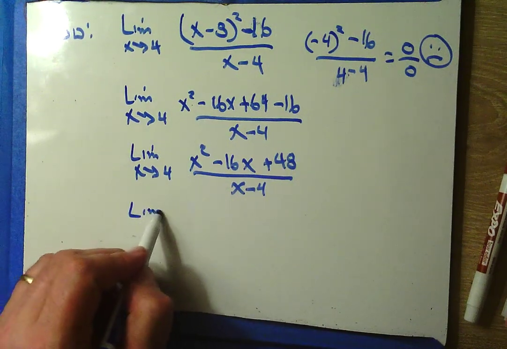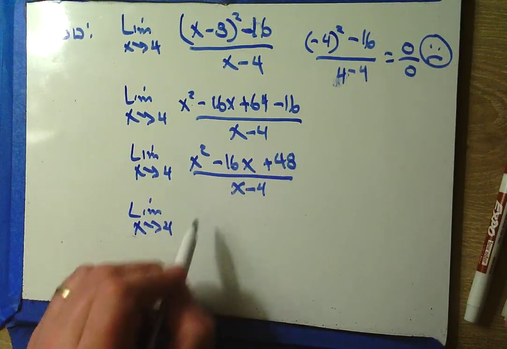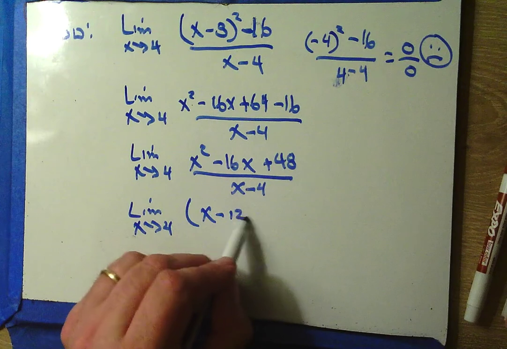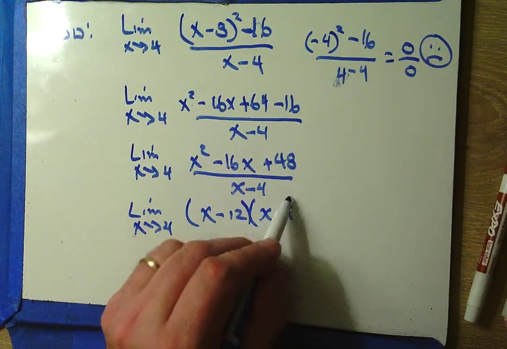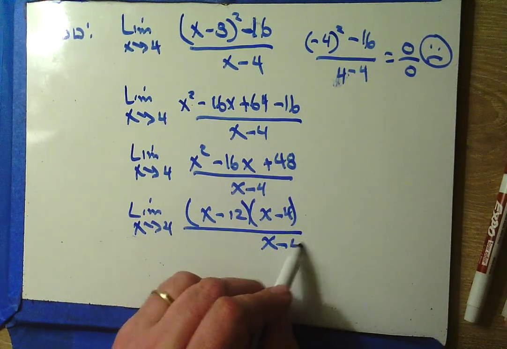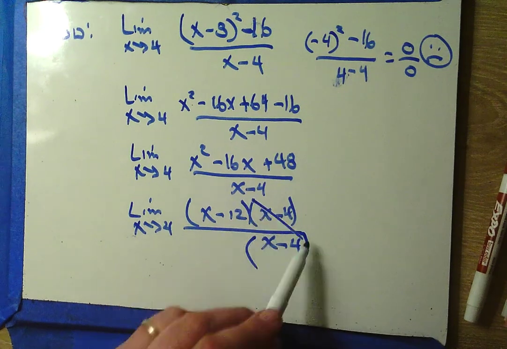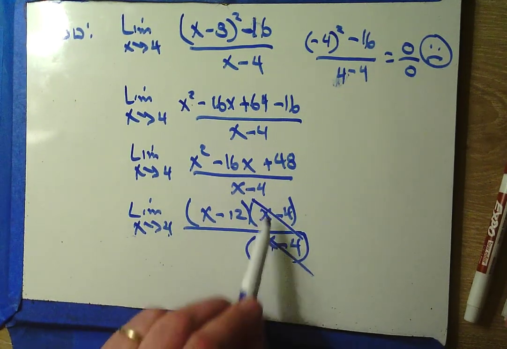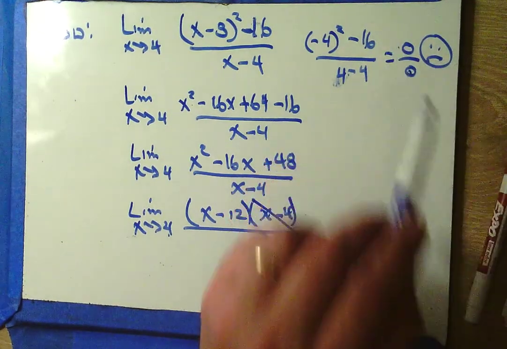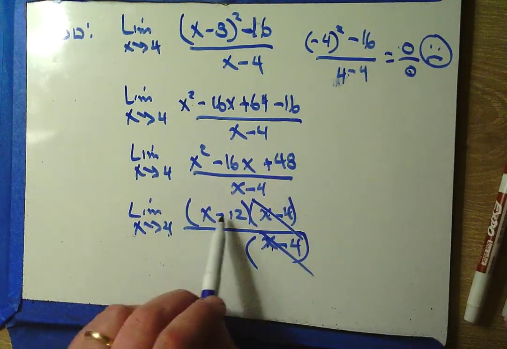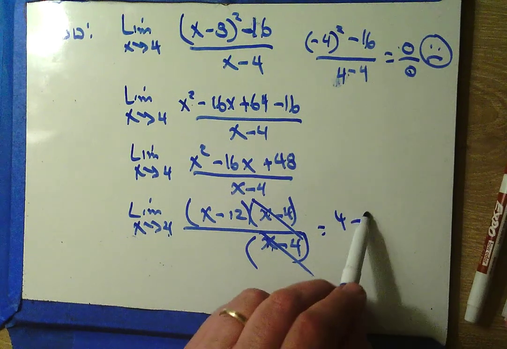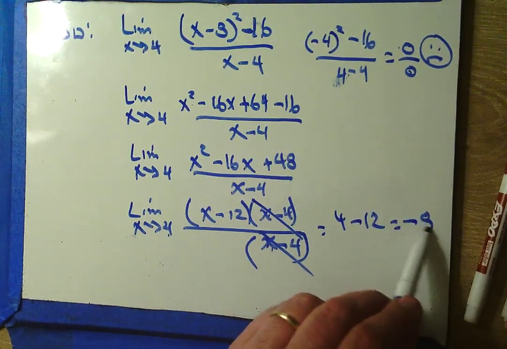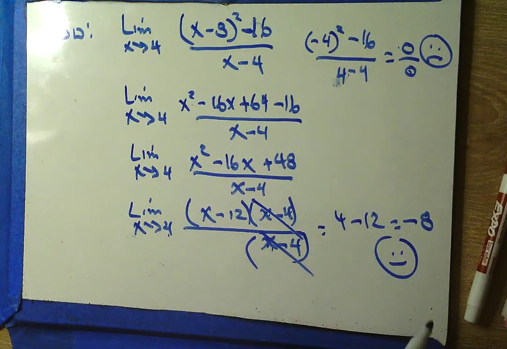Let's try. Limit as x approaches 4, x minus 12, x minus 4 over x minus 4. We can cancel out these common factors, and this was what was keeping us in 0 over 0 land. Now we can do direct substitution, 4 minus 12, and get negative 8. Okay? Don't forget to evaluate limits.